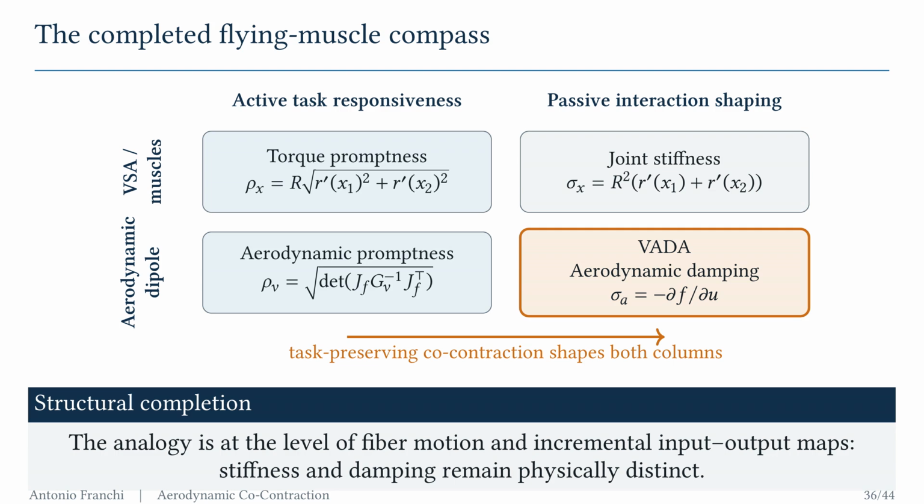In the mechanical row, co-contraction shapes active torque promptness and passive joint stiffness. In the aerodynamic row, co-contraction shapes active aerodynamic promptness and passive aerodynamic damping, which is the VADA effect. The shared principle is task-preserving internal motion combined with a hardening law. The analogy concerns the geometry and the incremental input-output maps. Stiffness and damping remain physically different quantities.